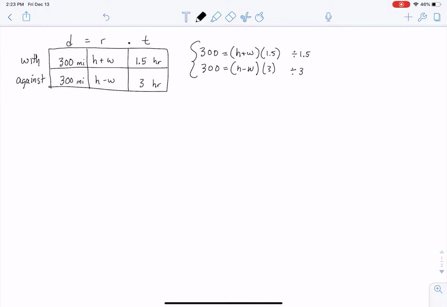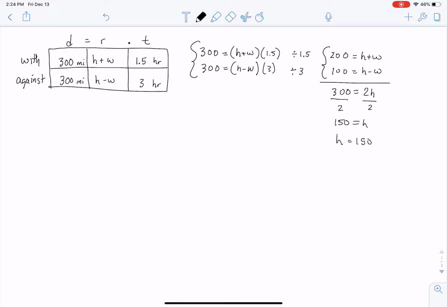So what do I get? 300 divided by 1.5 is 200. So 200 equals h plus w. And the bottom one, I'm going to divide both sides by 3, and I get 100 equals h minus w. And now I'm going to add the two equations. 300 equals 2h. The w's cancel out, w and negative w. And then divide by 2, and we get h equals 150.